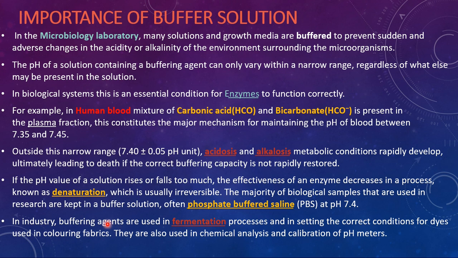So in industry, buffering systems are also going to be the best buffering agents in the fermentation process. The majority of coloring fabrics, all those things require some sort of buffering agents to maintain the pH. So there also they are being used. They are also used in chemical analysis and calibration of pH meters. Yes, in chemistry laboratories, we majorly use the pH meters. There also we require these buffers to study the pH.